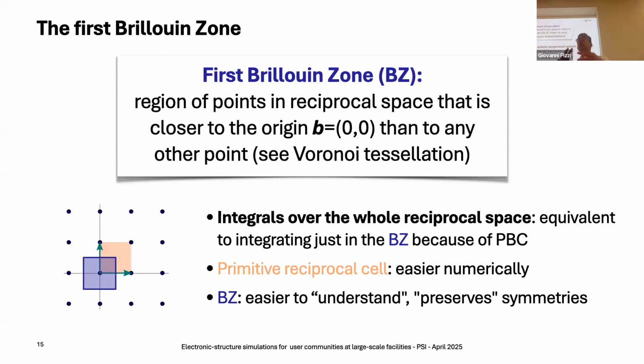But in reality, when you want to understand it, when you want to compute band structures, you will most often use the Brillouin zone because it typically has the same symmetries of your system. So if you have a tetragonal system, also the Brillouin zone will be tetragonal. It will keep the symmetry of the system. And also it is more unique, it doesn't depend on your choice of vectors. Instead, the primitive reciprocal cell will depend on the choice of vectors you made.